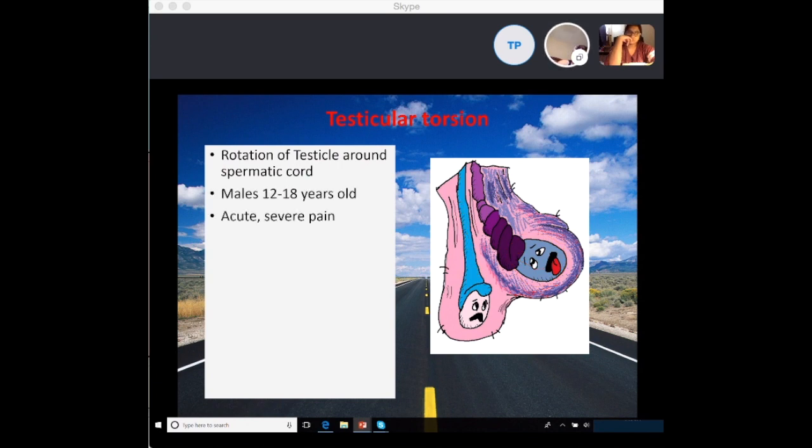It normally occurs in males ages 12 to 18. It's acute, severe pain. On physical exam, you're going to see a high riding testis with zero cremasteric reflex. You remember what the cremasteric reflex is? Something about stroking the thigh. Right. So you stroke the inner upper thigh, and the cremasteric muscle will contract, and you will see the testes ascend up towards the trunk.